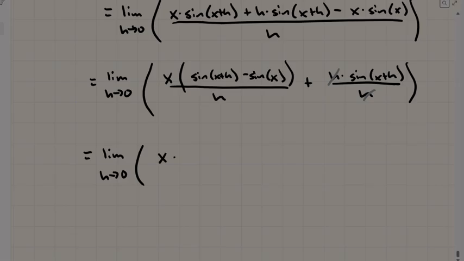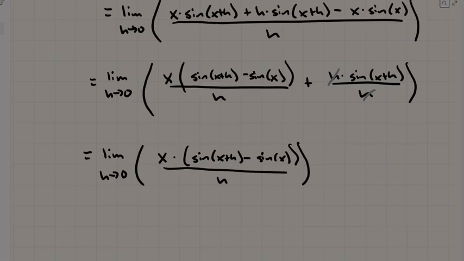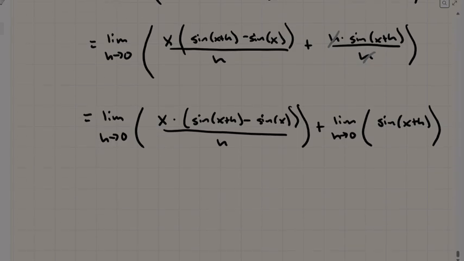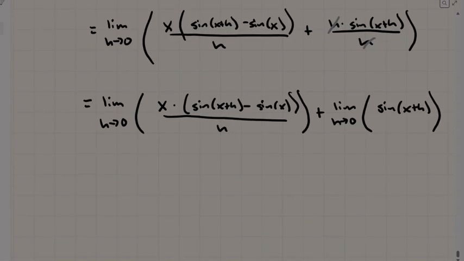x sine of x plus h minus sine of x divided by h plus the limit as h approaches 0 of sine of x plus h. All right, let's see. We can evaluate this one on the end.